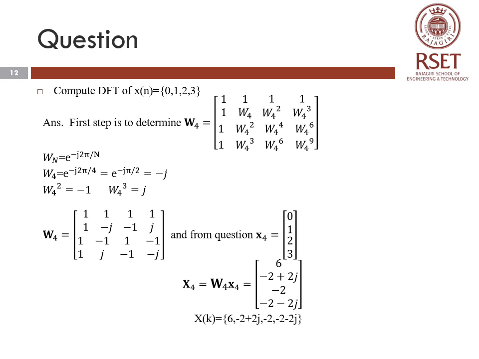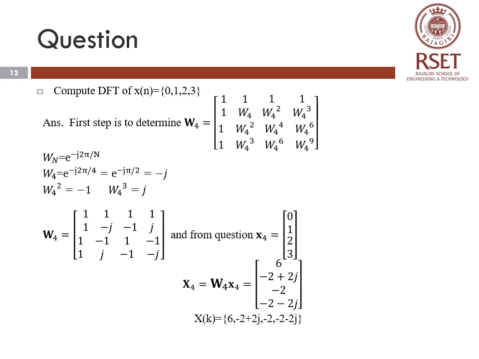The question is to compute the DFT of x of n equal to 0, 1, 2, 3. Now let's do it using the linear transformation matrix. So we know the general expression for Wn. From that we shall find out W4. Why do we choose 4? Because the input sequence is of length 4. Okay, so W4 we can write from the general matrix as shown.